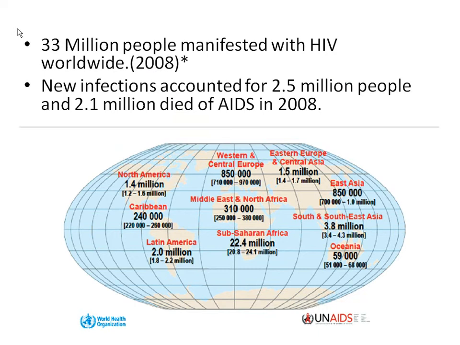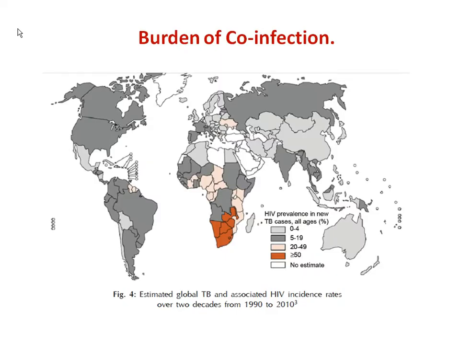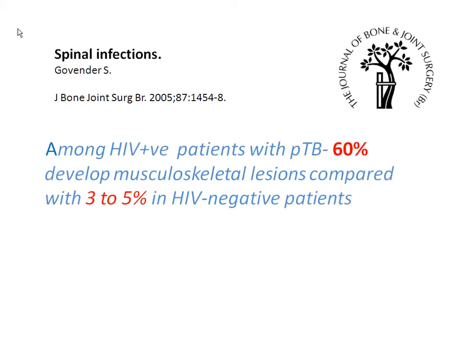But on the other hand, the incidence of HIV is on the increase, and new infections account for 2.5 million people around the world every year. So in wide areas of the world, these two diseases still hold a big question mark on the livability of the patient. Now there are other important differences in what HIV does to spinal tuberculosis.